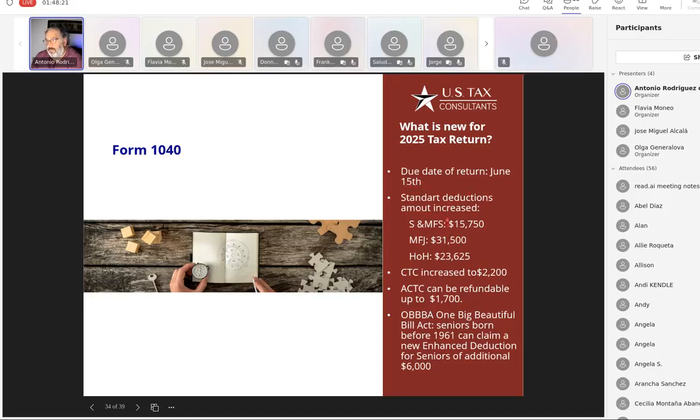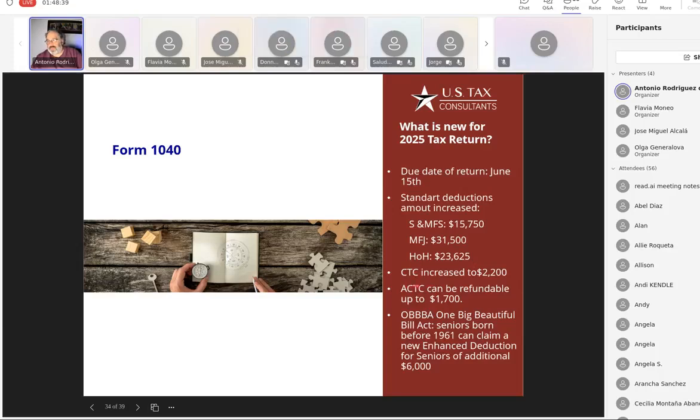The standard deductions for this year have increased, and the single and married filing separately are 15,750. Married filing jointly is 31,000, and the head of the household is 23,600.